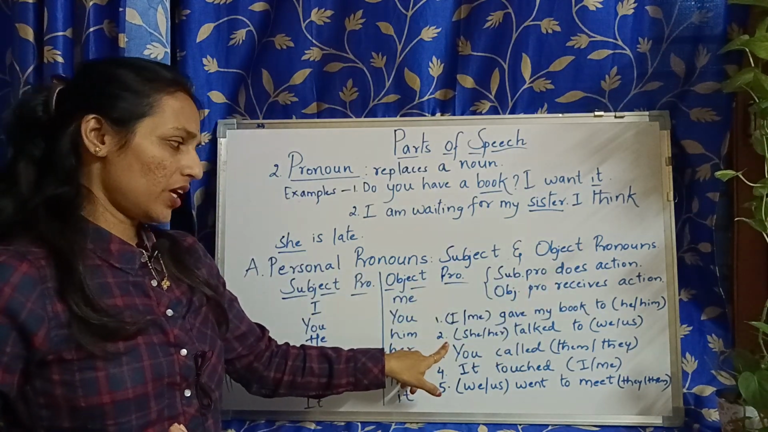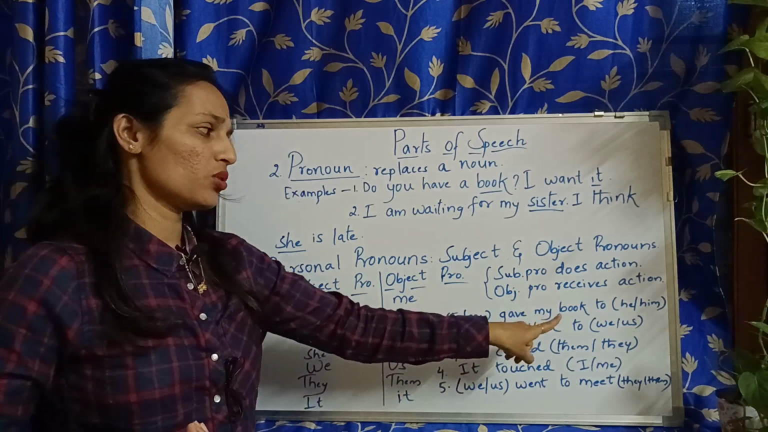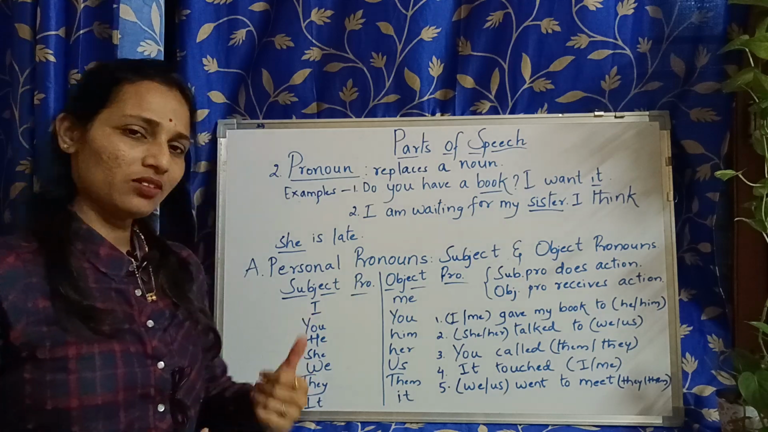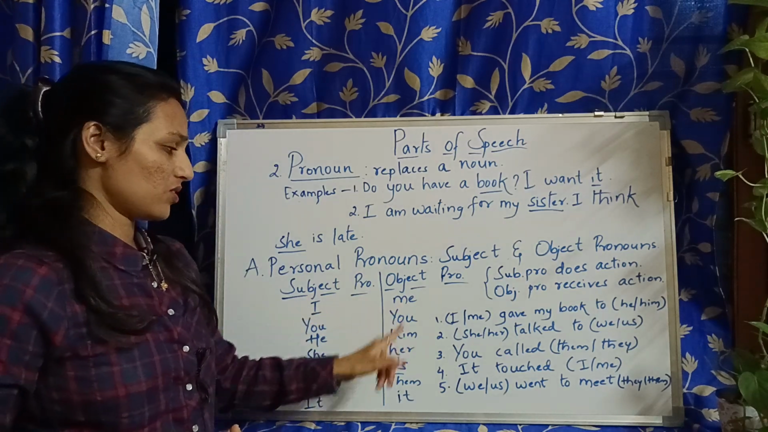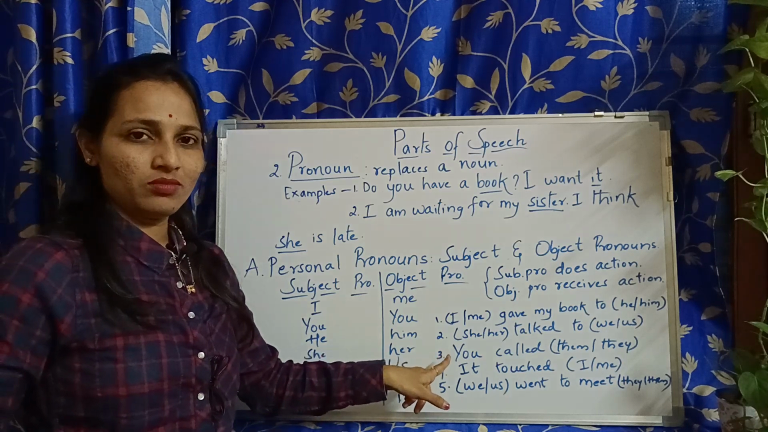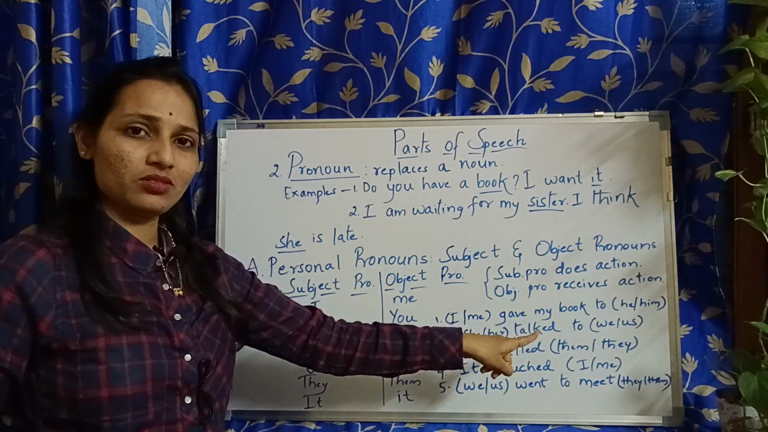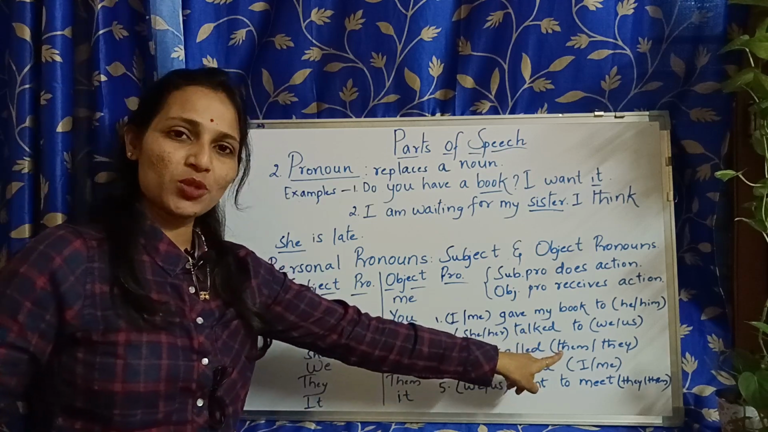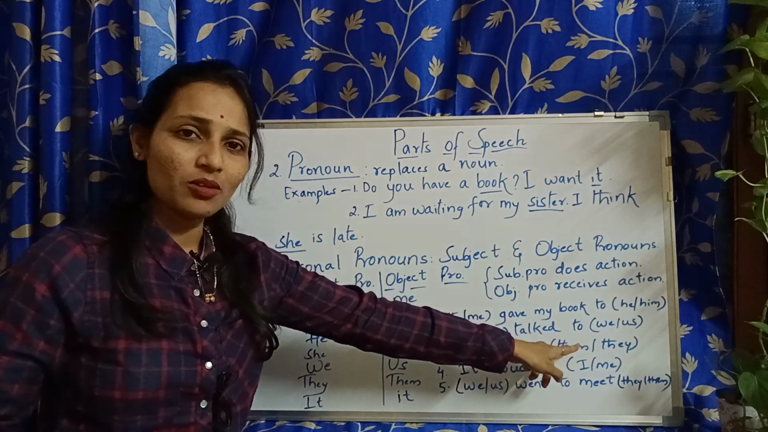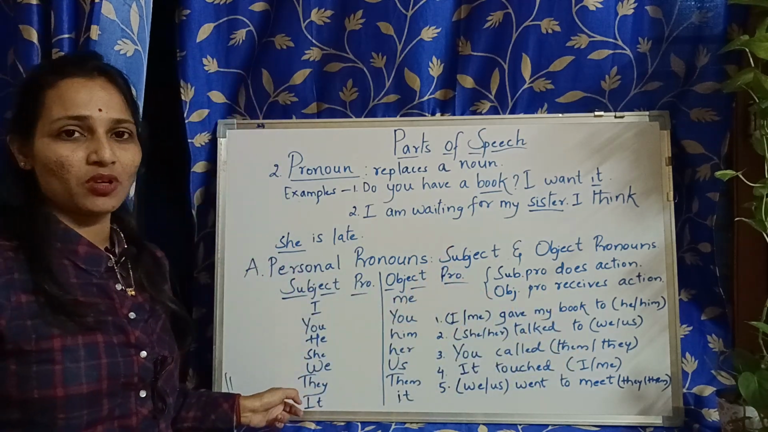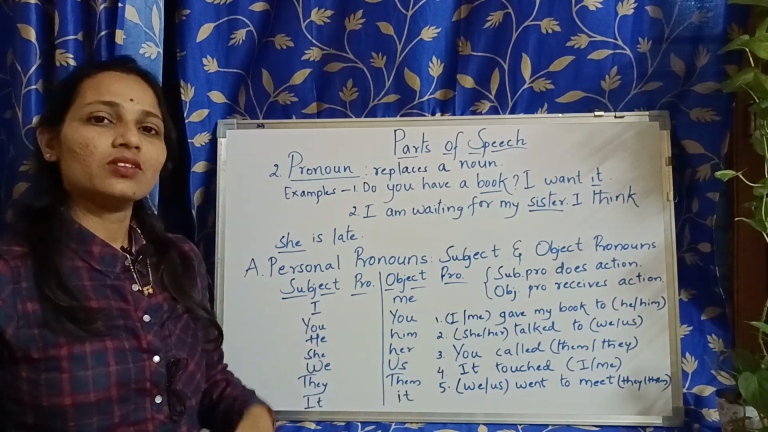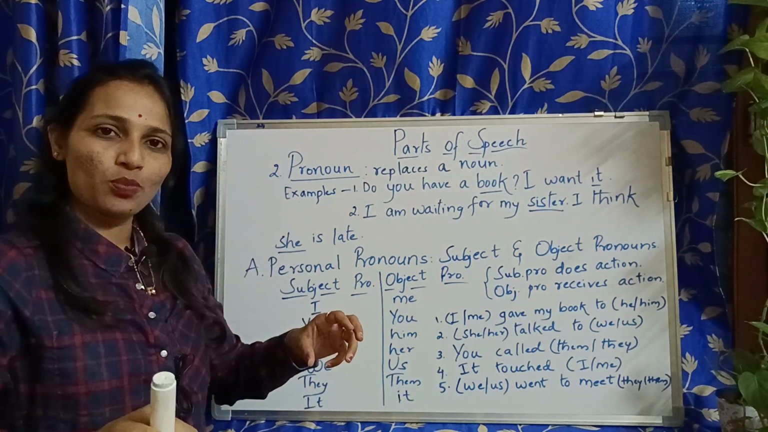Then, she or her talked to we or us. She talked to us. She, it's a subject pronoun. Us is an object pronoun. Then, you called them or you called they. Yes, them is an object pronoun here because it is receiving an action. They cannot come because they is a subject pronoun. It is not performing an action. You, as I said, remains the same for both subject and object pronoun.